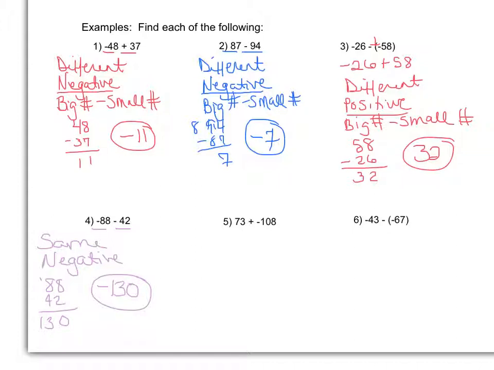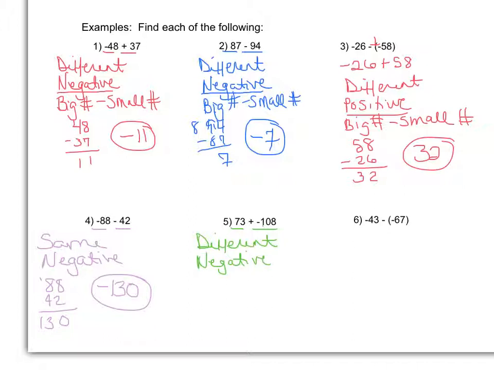Moving on to number 5. On number 5, I see I have a positive 73 and a negative 108. Since there's two signs in front of the negative 108, the negative will trump the positive here. And I'm going to say that means my signs are different. So since they're different, I keep the sign of the bigger number, which is negative 108. So my answer will be negative.